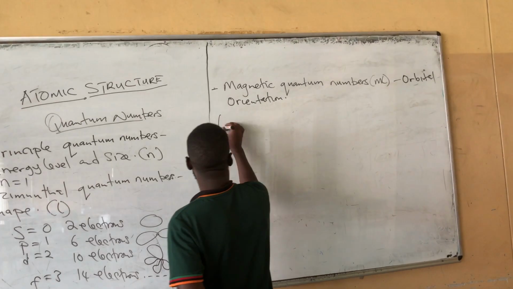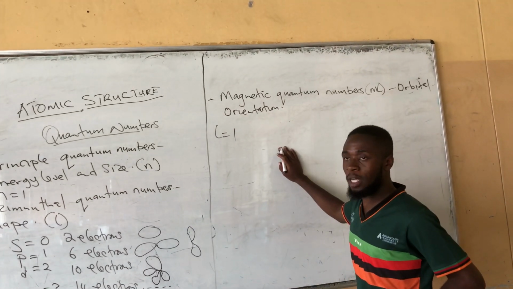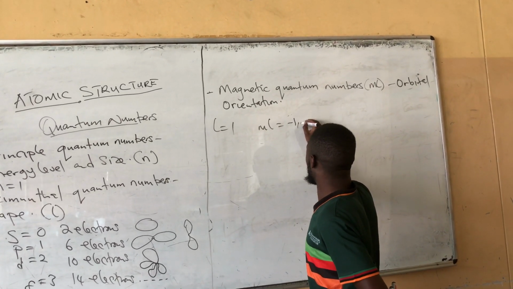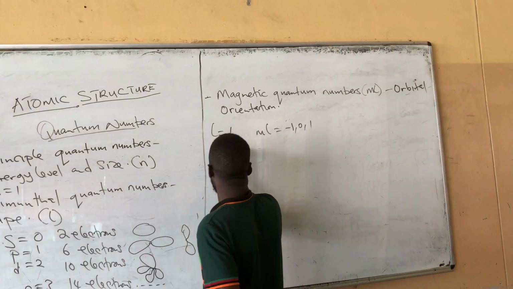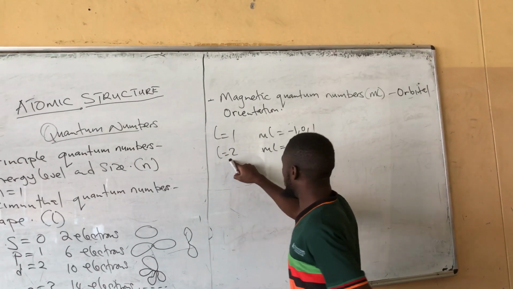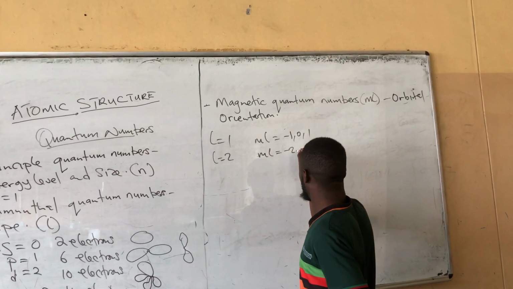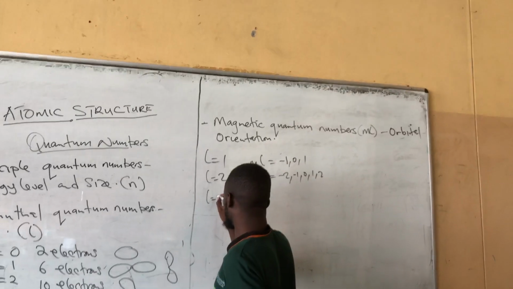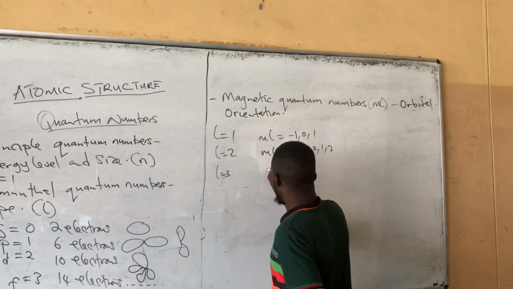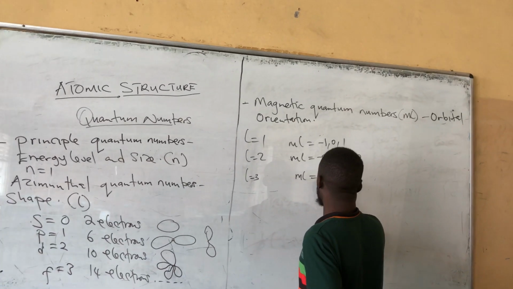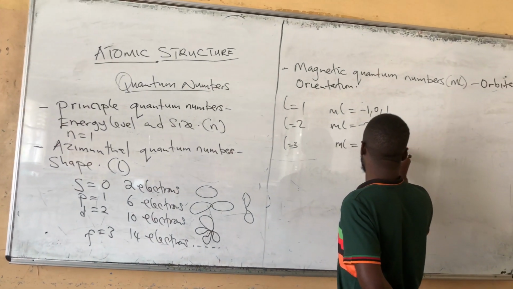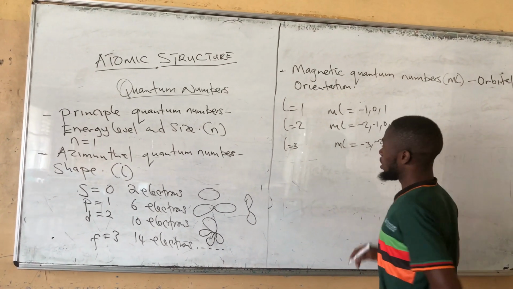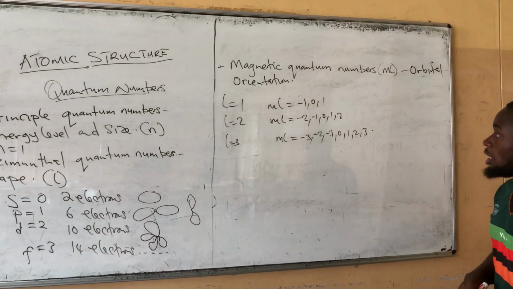These magnetic quantum numbers come from the azimuthal quantum numbers. For example, when L is equal to 1, what is the magnetic quantum number? ML will range between negative 1 and 1. When L is equal to 2, ML ranges between negative 2 and positive 2, which is negative 2, negative 1, 0, 1, 2. When L is equal to 3, they range between negative 3 and positive 3: negative 3, negative 2, negative 1, 0, 1, 2, and 3. They go on and on.